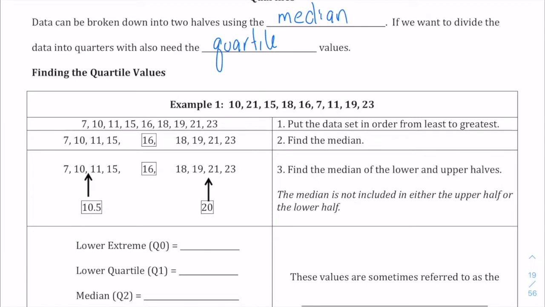Okay, so let's look at an example of a data set and actually go through some steps to find this. All right, so the first data set we see here, and the numbers are listed, and the first thing we need to do is to put the data in order from least to greatest. So that is done here for us, 7 all the way up to 23. We're going to then go ahead and find the median. So the middle number here is 16, and we're going to isolate it, and we're going to move the numbers that were below the median into the lower half, and the numbers that were above the median into the upper half.